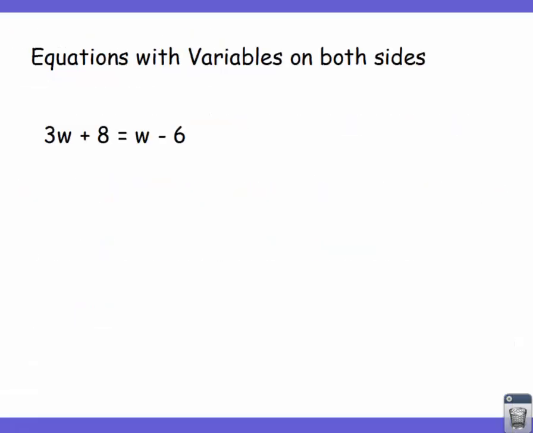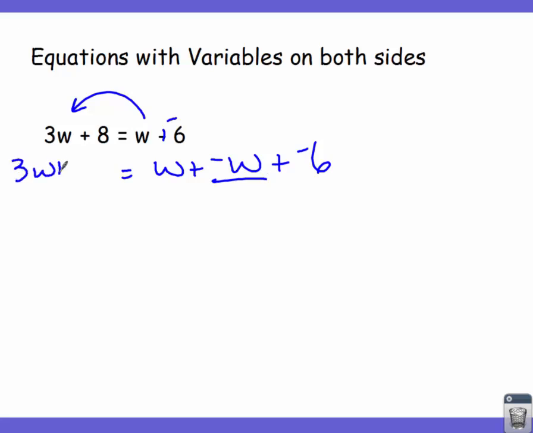Okay, so I need to get my letters on one side. The majority of the time I like my letters to be over here on the left. So I start over on the right. And I write w plus negative w, and then plus negative 6. And so this is the new thing that I added. So I add the same thing over on this side. So I end up with 3w plus negative w plus the 8 that's there. So now we do the math.